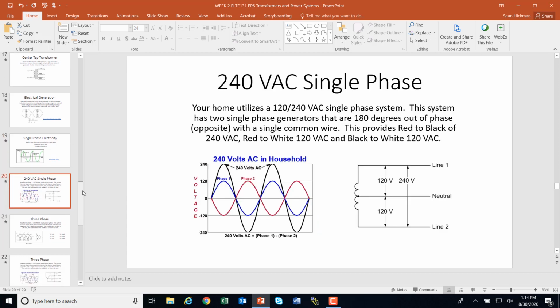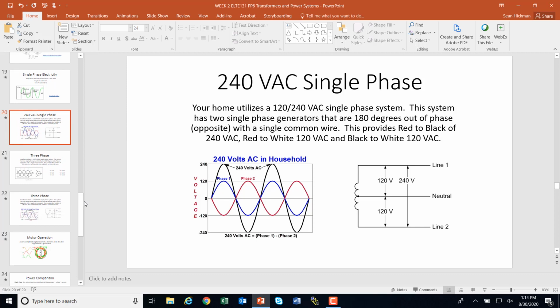Okay, so on 240 VAC single phase, this is what you have in your house. You have a 120/240 single phase system, which means that you have high voltage 240 VAC in your house, and maybe some of the bigger things, like your air conditioner, your well, or an electric dryer, are run by 240. But all your plugs and outlets are 120 VAC.